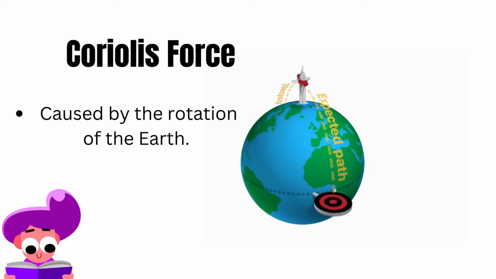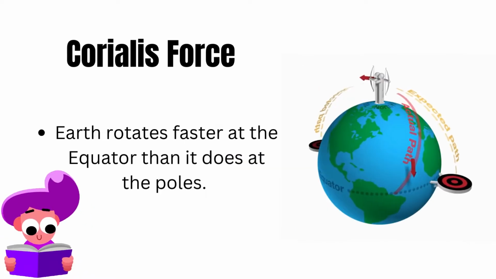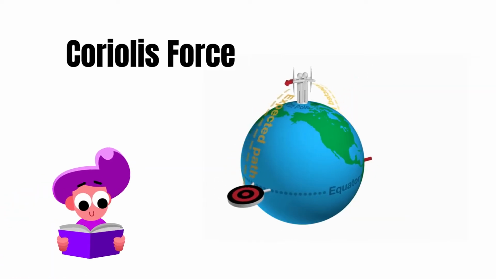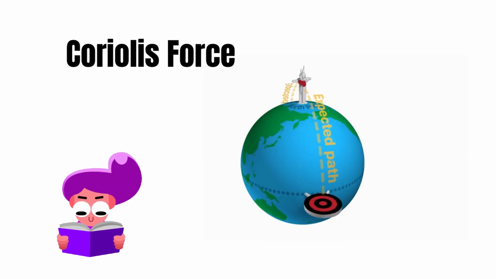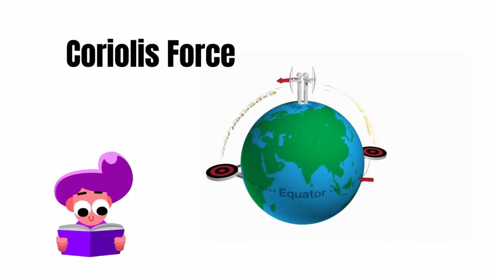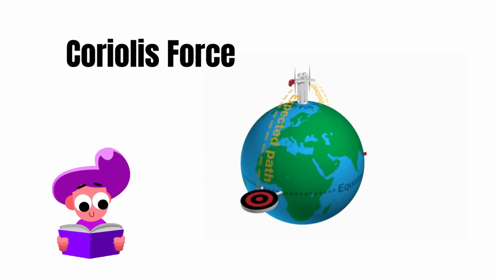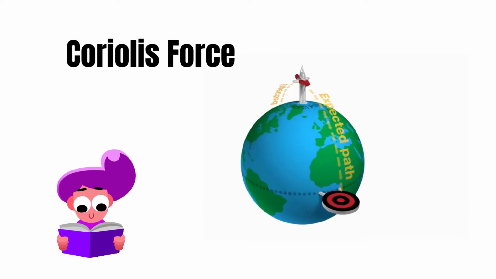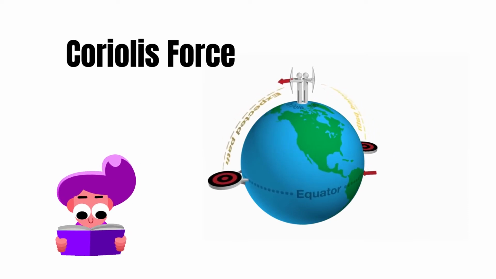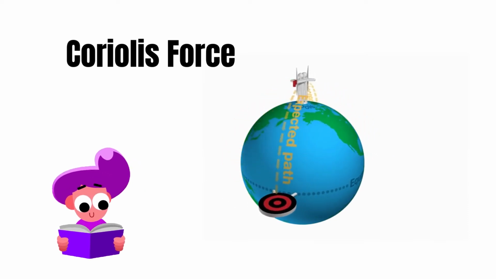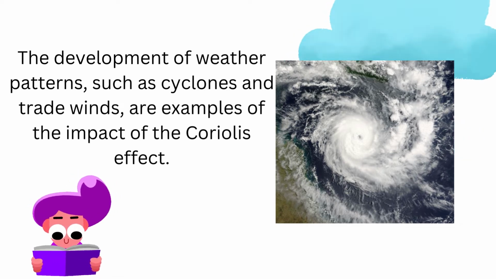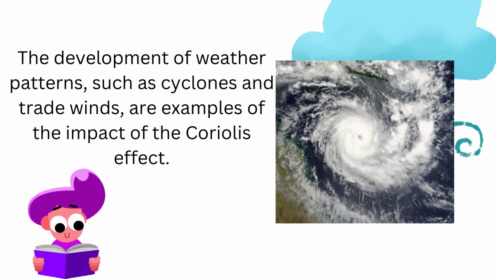Coriolis force. This is caused by the rotation of the Earth. The Earth rotates faster around its equator than it does at its poles. This is because points near the equator of the Earth have farther to travel in a 24-hour period than points closer to the poles. This explains the differences in the rotational speed of the Earth at the equator compared to the poles, and this has an impact on the direction of the wind in the Northern and Southern Hemispheres. The development of weather patterns such as cyclones and trade winds are examples of the impact of the Coriolis effect.